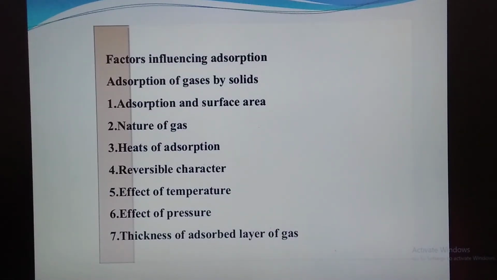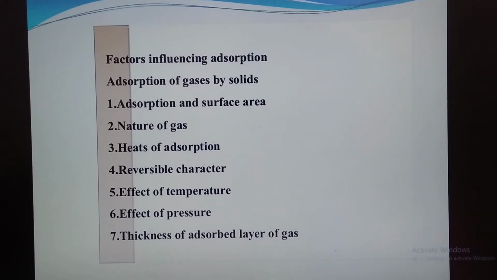Yes guys, critical temperature. What is meant by critical temperature? You want to know about that first. The minimum temperature above which a gas cannot be liquefied. In case of liquefaction, it depends upon the critical temperature.